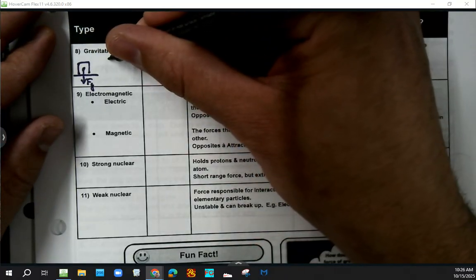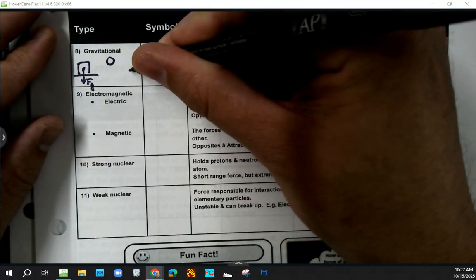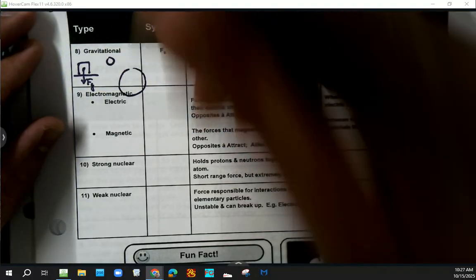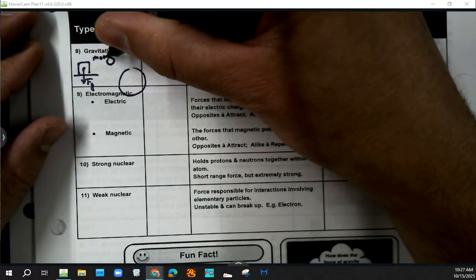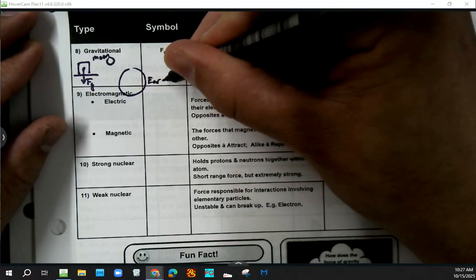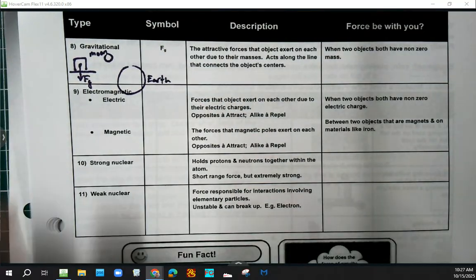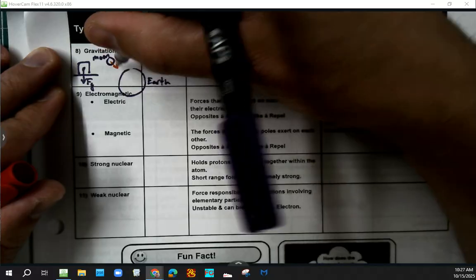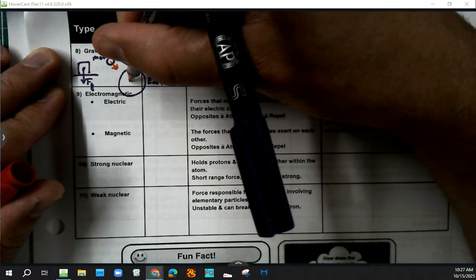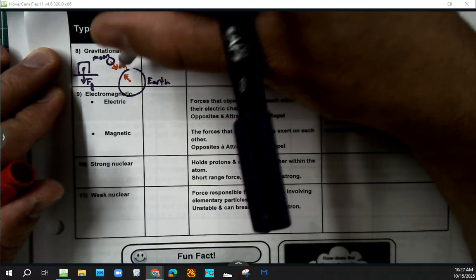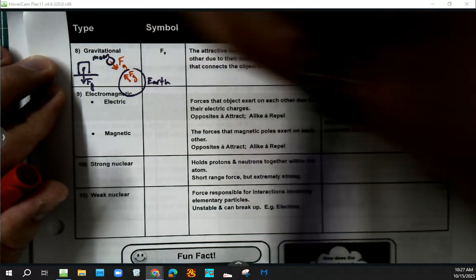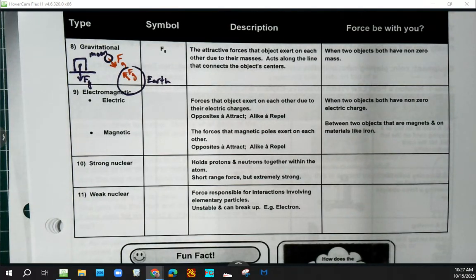But on a more cosmic scale, people talk about the moon orbiting around the Earth. If we call this one the moon, and this one the Earth, they talk about having a mutual force of attraction between these two objects. And it's that mutual force of attraction that keeps them locked together. Really, they're both experiencing gravitational attraction to each other. It's a mutual attraction.